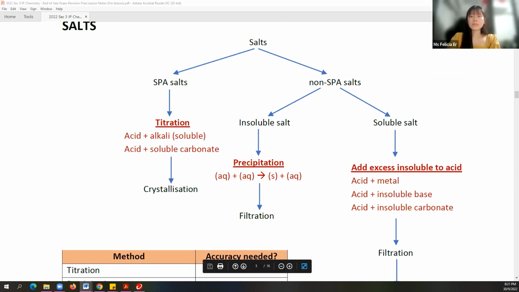Since my worksheet says that you are supposed to take all the steps, all the methods, you should write precipitation and filtration.